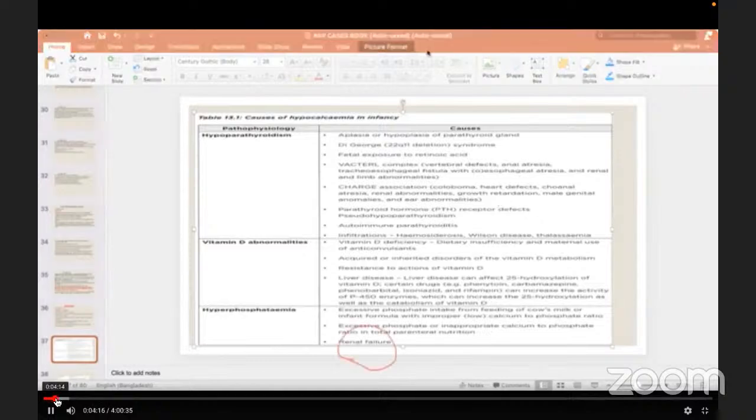Cannot excrete excess potassium, excess phosphate. So there is deposition of phosphate in the body. At that time the calcium will be low, so there will be tetany, because the main muscle and nerve action is done by calcium, not phosphate. So liver disease, vitamin D deficiency, resistance, excessive phosphate intake from food, cow's milk or other food, excessive phosphate in some drugs, parenteral nutrition, and renal failure. Okay.